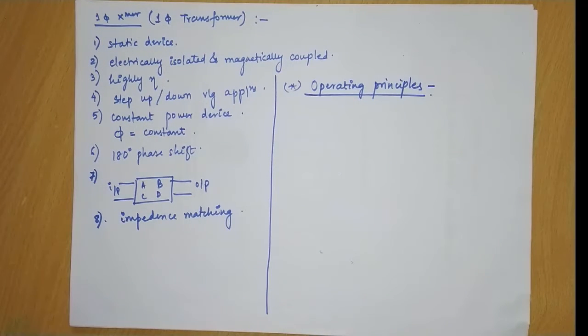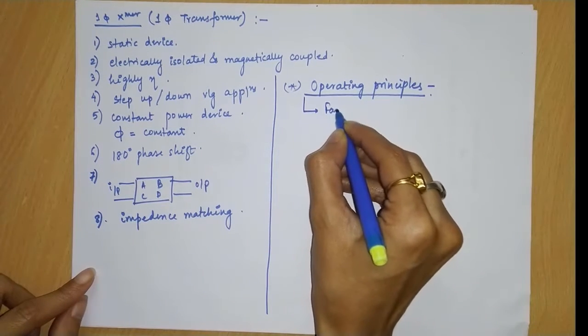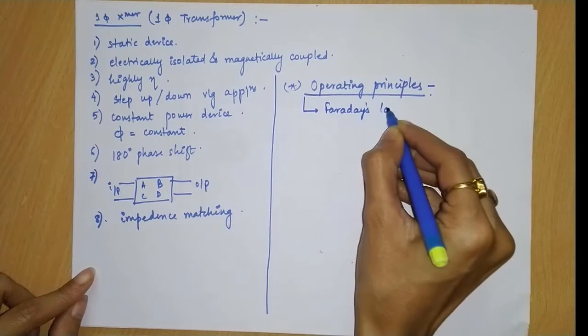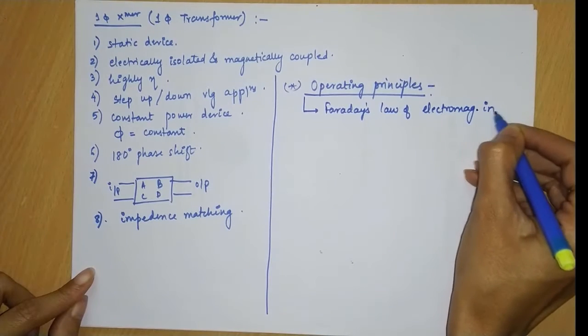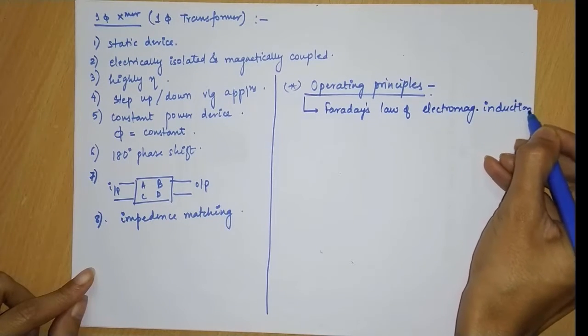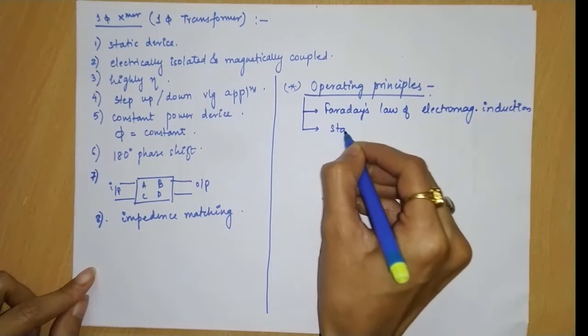Transformer will work based on Faraday's laws of electromagnetic induction. According to this, whenever a coil is placed in a time-varying magnetic field, it will experience the changes in flux linkages. So, an EMF will be induced across the coil. It is known as the statically induced EMF. It is based on the Faraday's law of electromagnetic induction, and the EMF induced is statically induced EMF.